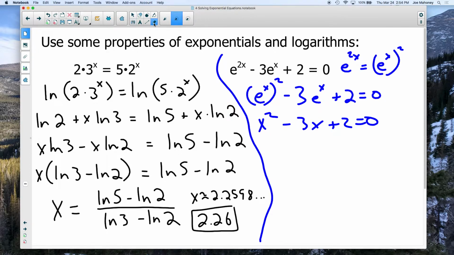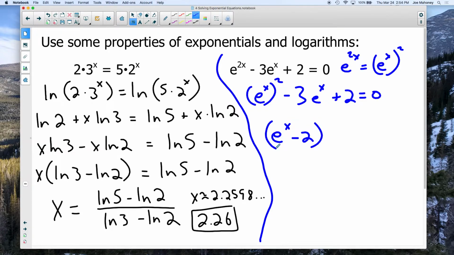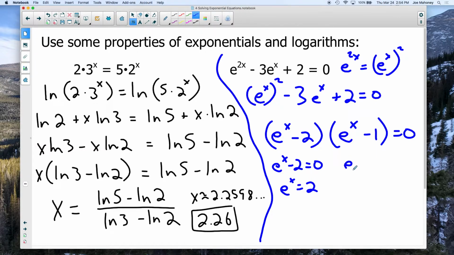Yeah, so let's solve it by factoring. There we go. So solving it by factoring looks like I'm going to get e to the x minus 2 times e to the x minus 1. That's what it factors to. Pretty cool. So this gives me e to the x minus 2 equals 0, or e to the x is 2. Likewise, I get e to the x equals 1.